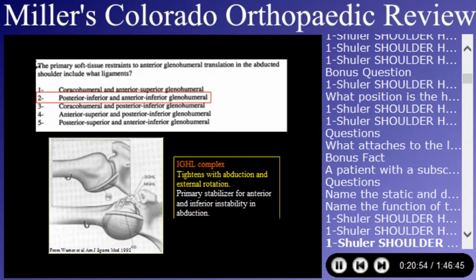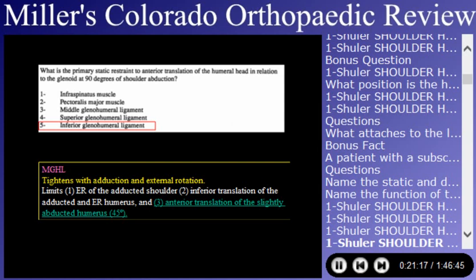Primary soft tissue restraints to anterior glenohumeral translation in the abducted shoulder include what ligaments? And don't forget the inferior glenohumeral ligament complex is comprised of two things, both a posterior inferior and anterior inferior ligament complex. It's like a hammock for your shoulder. Primary static restraint to anterior translation of the humeral head in relation to the glenoid at 90 degrees shoulder abduction. Once again, IGHL.